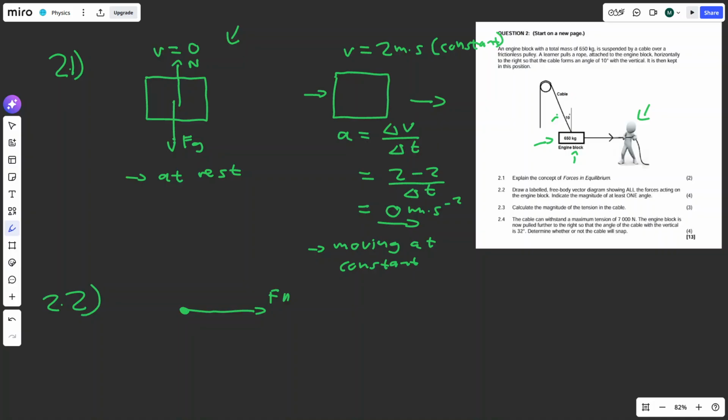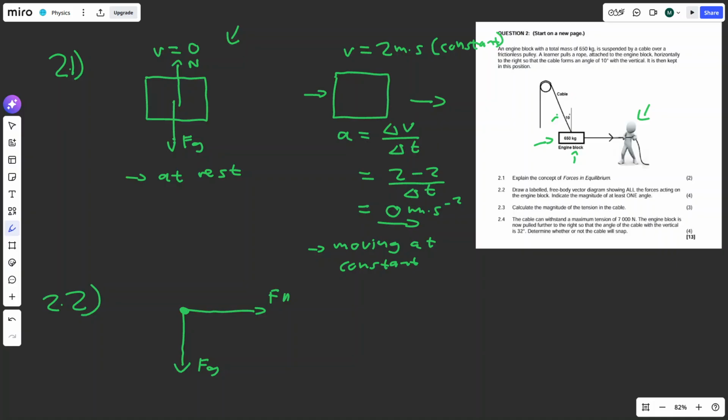Next, we have the force of gravity, which will always be acting on any object with mass m. That force will be acting downwards, so we'll label that as Fg. And lastly, the remaining force is the force of tension, which is in the cable.